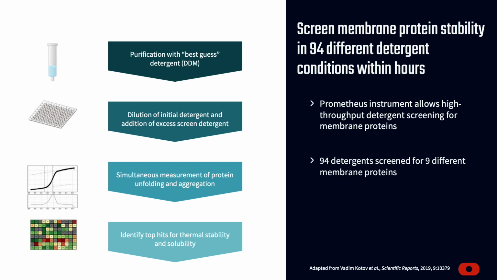Now, first, each membrane protein was purified into DDM as a starting point, and then it was diluted into an excess of each of the new detergents to be screened. Then the unfolding and the aggregation of each membrane protein in each of the various detergents was measured with the Prometheus instrument. What the Prometheus does is it will simultaneously measure the thermal unfolding and aggregation of a protein using the intrinsic fluorescence of that protein.